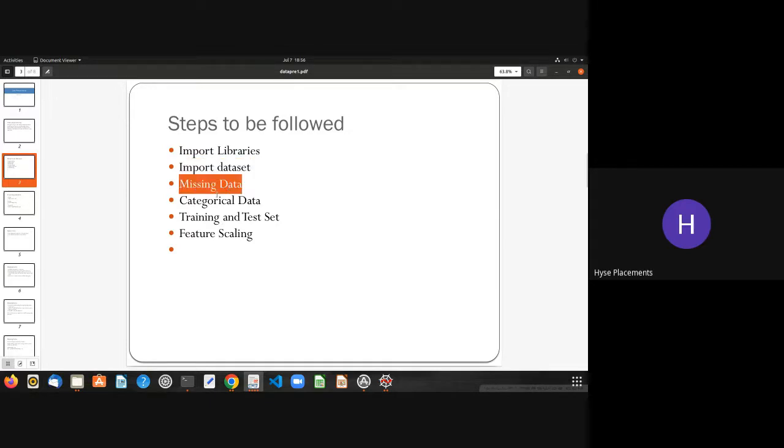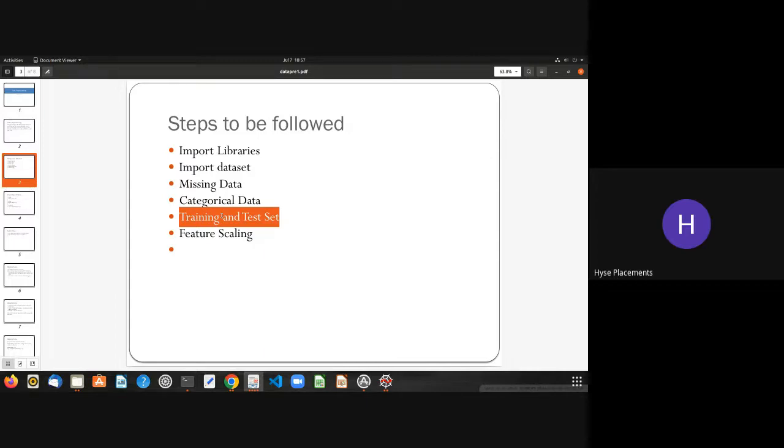After that, we have missing data. These are the processing steps. If you have missing data present in your data set, how are we going to solve that? And if you have categorical data, how are we going to solve it? Categorical data means the text part, suppose yes or no. The machine can't understand yes and no directly, right? It understands only numbers. So how do we convert that categorical yes or no into numbers? That process is also involved. And then training and test set. This is where you take samples for training and use the test set for checking the accuracy and error rate.